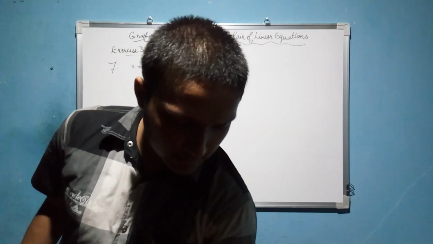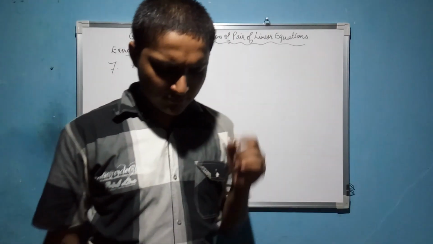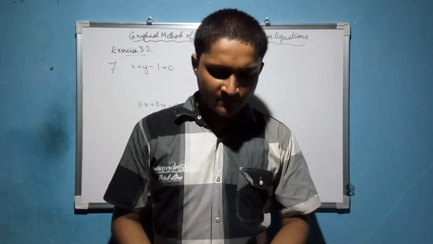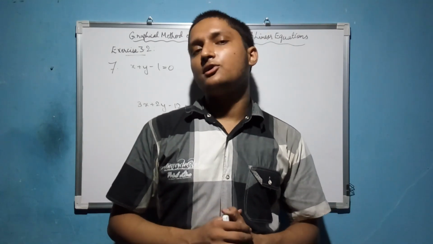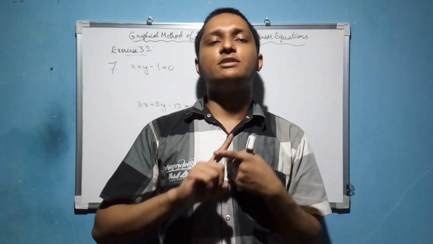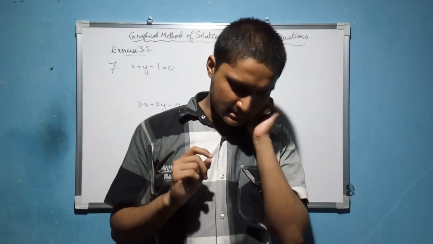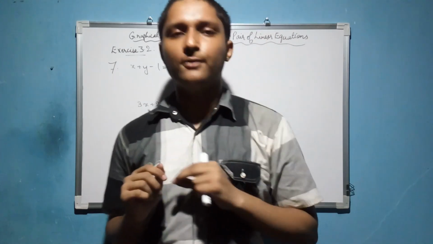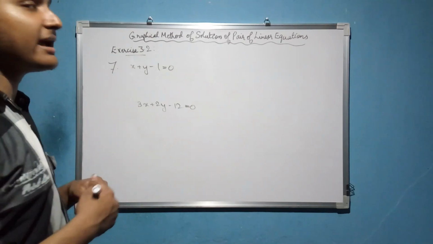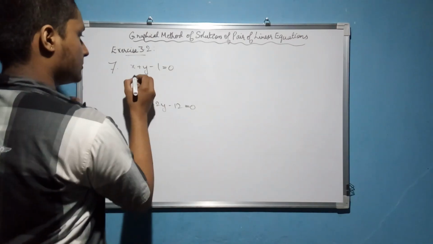And then, determine the coordinates of the vertices of the triangle formed by these lines and the x-axis, and shade the triangular region. You are asked to shade the triangular region that you are going to get by the formation of these two lines and one of the axes. Which is the axis? That is the x-axis here. So first we'll draw the graph and then think about the triangle that is formed.